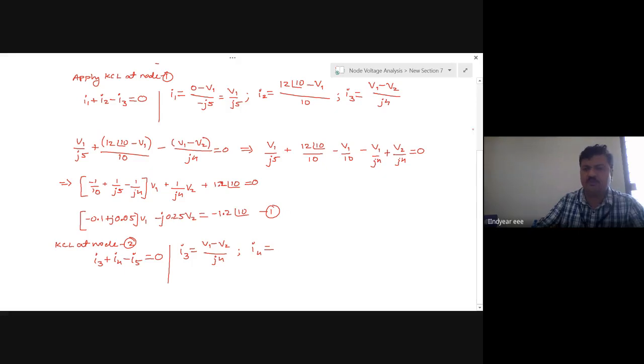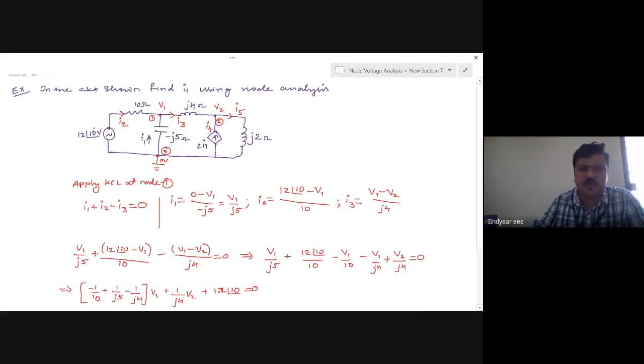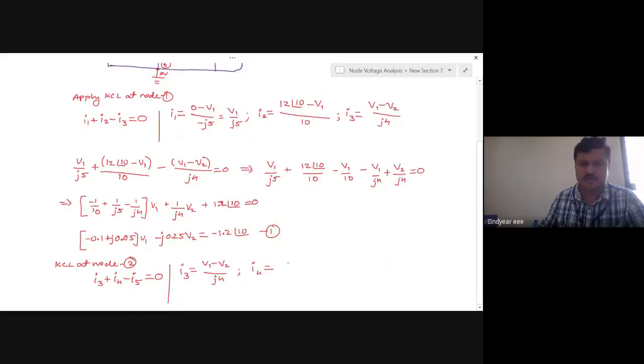I4 is equal to... now see, observe again. This current I4 is flowing from ground to V2. Therefore, it is 0 minus V2 by... no, sorry, this is a current source. So I4 is nothing but 2I1. The direction of I4 is flowing into V2, so it is plus I4, hence the value of I4 is 2I1.